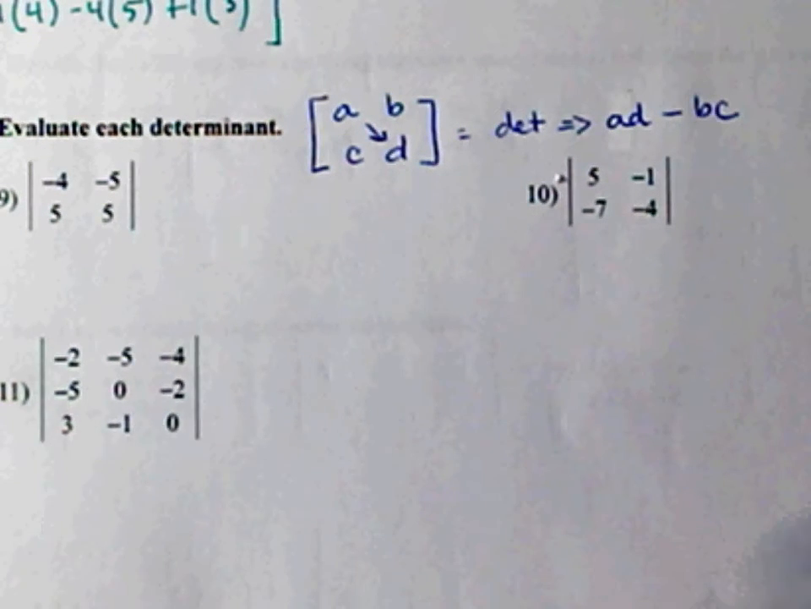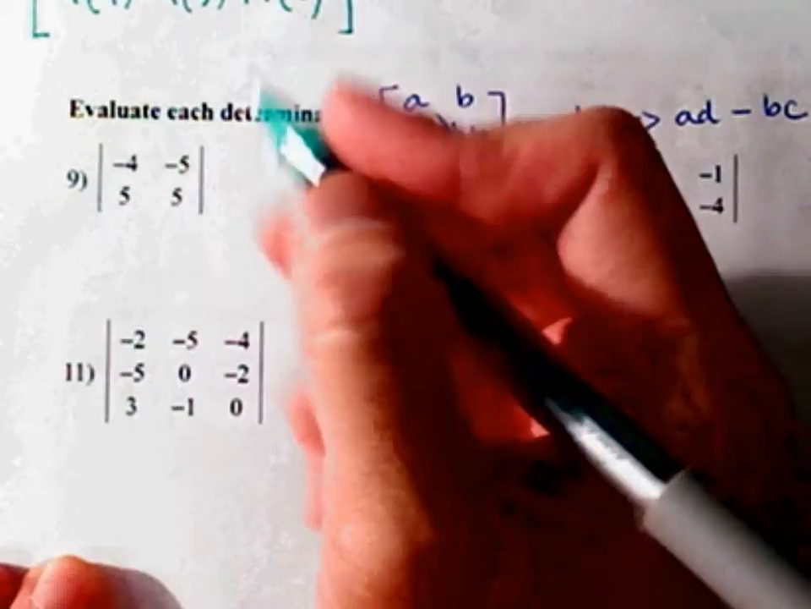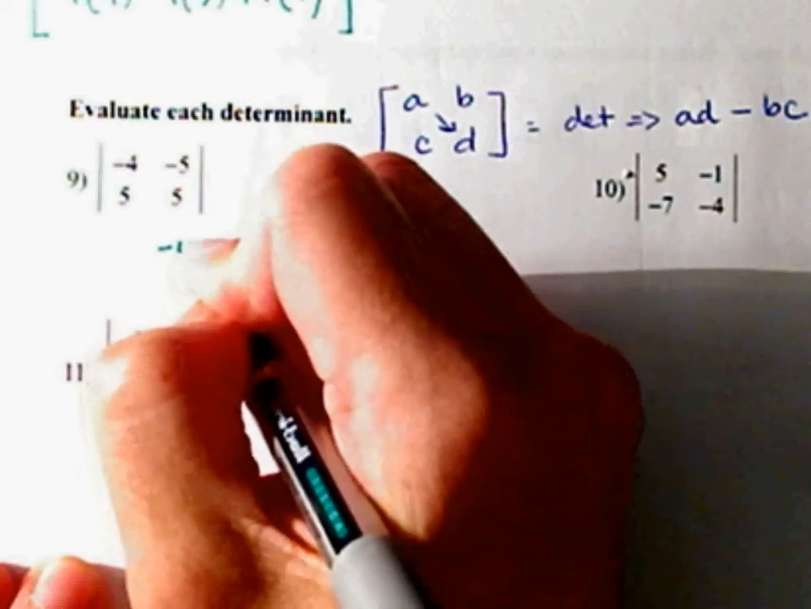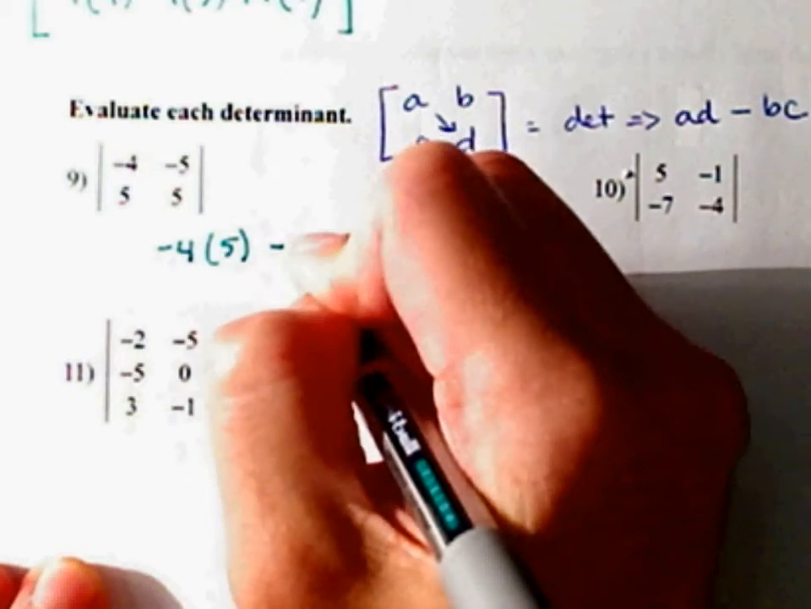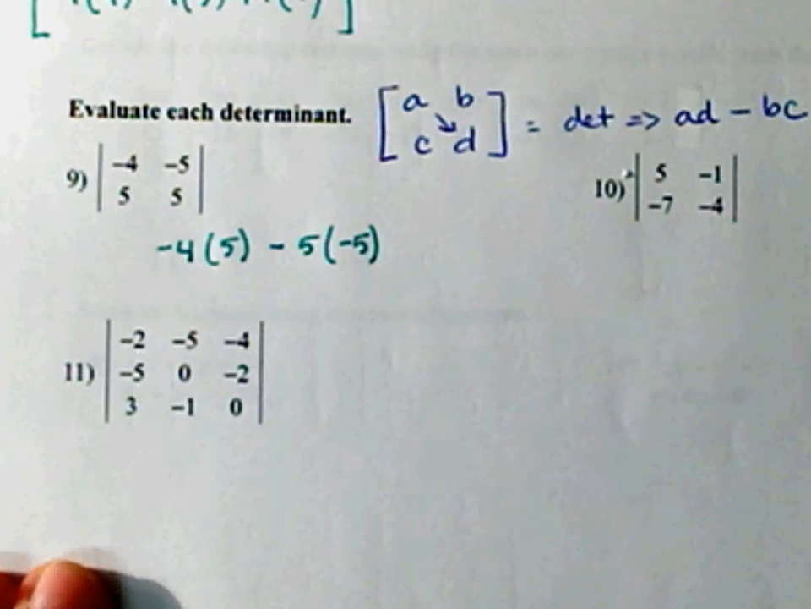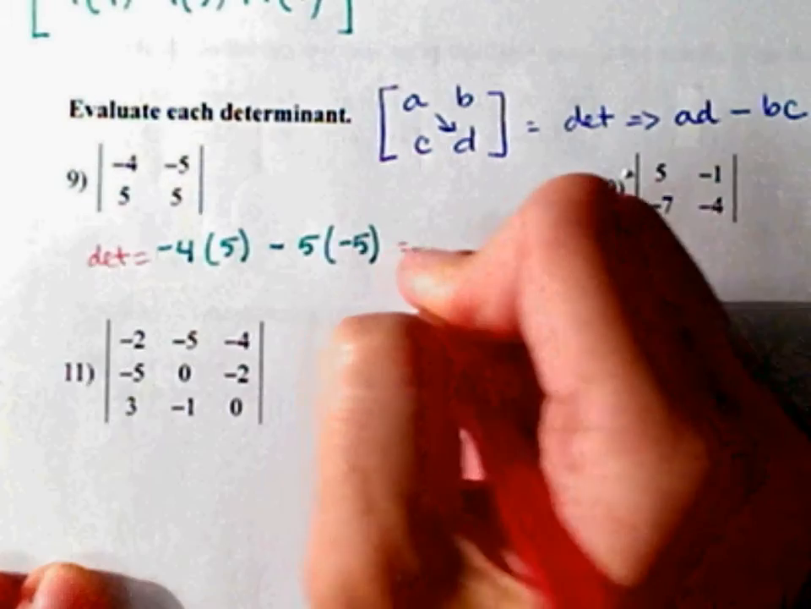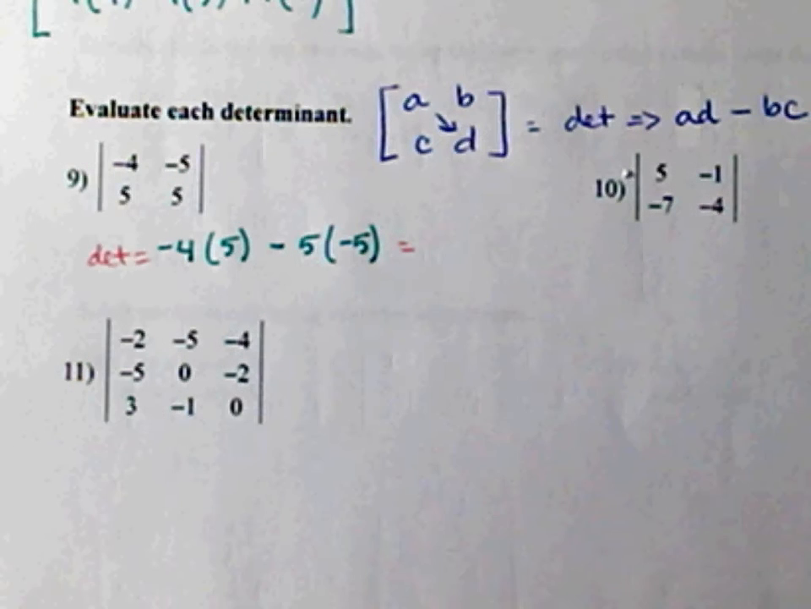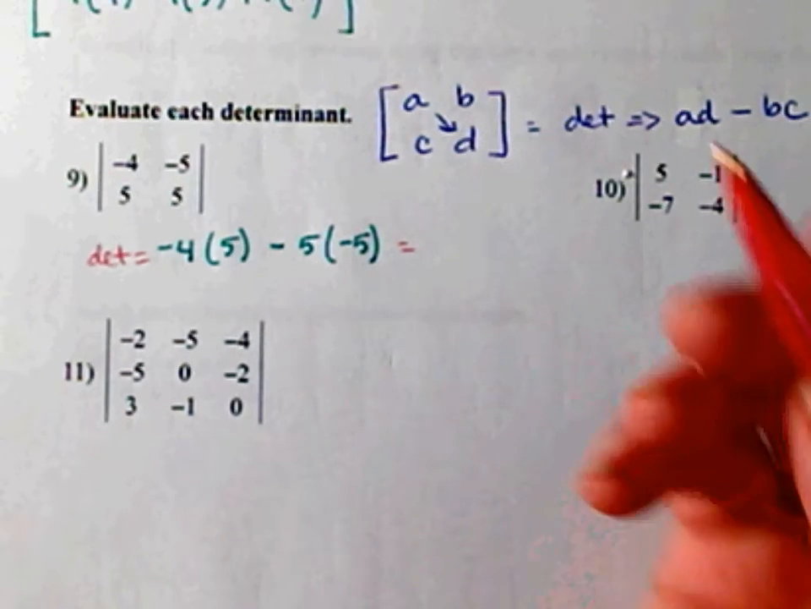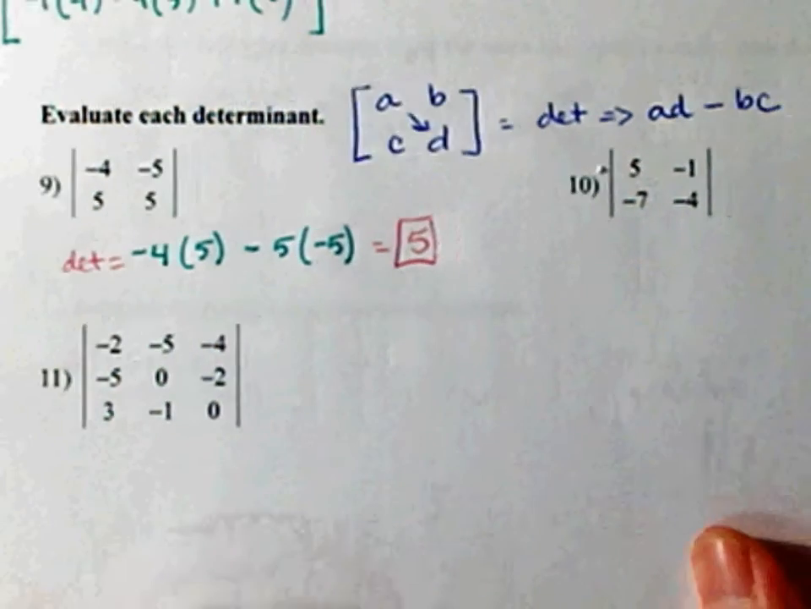So let's take a look at number 9. You're going to take negative 4 times 5 minus 5 times negative 5. All right? So your determinant will be negative 20 plus 25, which comes out to be 5. Number 10.